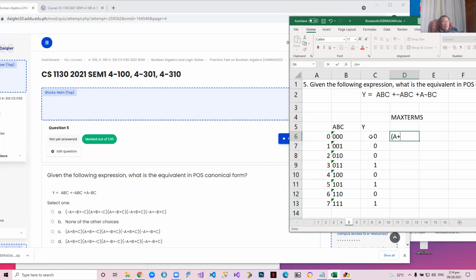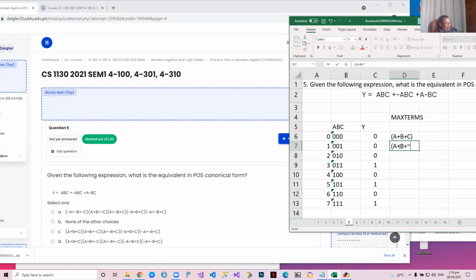Plus this time, because it's a max term, B is a zero, so we'll say B. And C is a zero, so we'll say C. How do we know that it's zero? Because we have zero, zero, zero. Not here, no? Then 001 is another max term because it's a zero. So this is A plus B plus not of C.